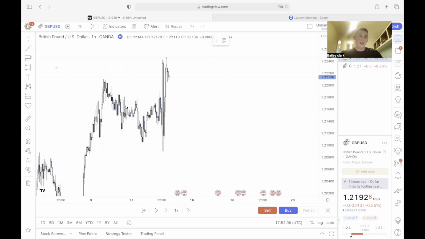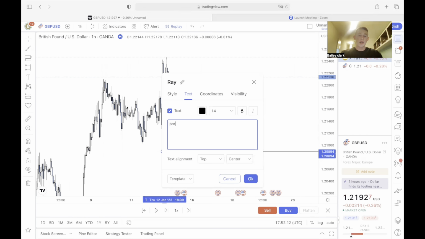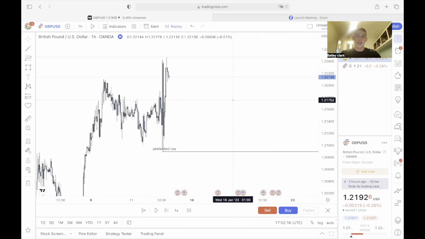And the first thing I like to do when analyzing charts is basically just mark on this range that I'm looking at, and I normally call this the protected low. I know some people have different definitions of protected low. It means different things, but that's how I use it.